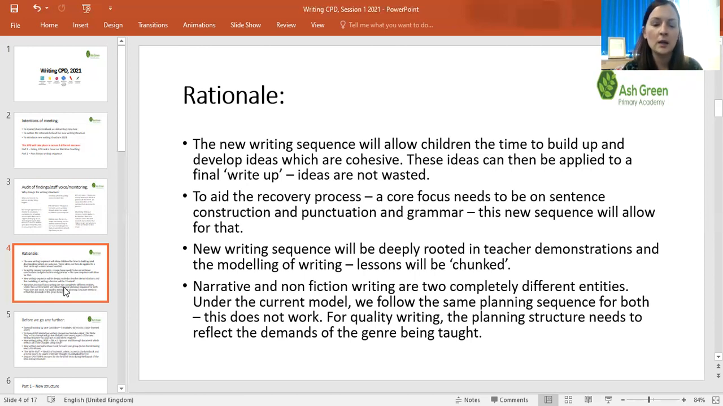And the other thing as well, and this is quite a big one, at the moment we follow one writing sequence, and that's quite tricky and quite difficult, because when we're writing a narrative sequence or we're writing a non-fiction, actually we're expecting two very different outcomes. So the one planning structure, the one sequence of writing doesn't necessarily fit for those two different types of genres. Actually, they need to be different because we're expecting different outcomes, and hopefully you'll see how that's pieced together as we go further through.